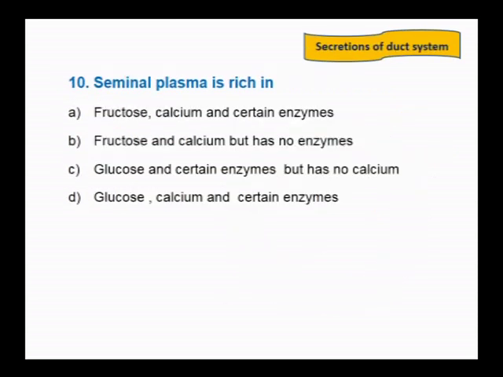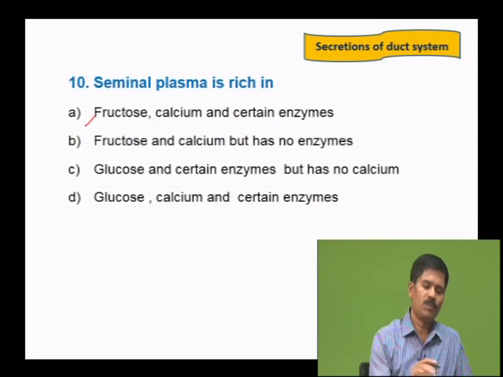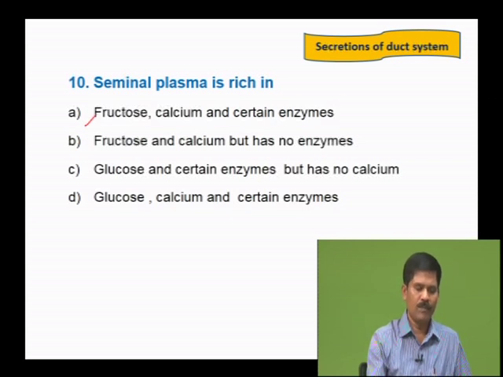Seminal plasma. Seminal plasma is rich in fructose for providing nutrition or energy for sperms. It is also composed of calcium as well as bicarbonate ions for providing an alkaline medium. It also contains enzymes such as fibrinogen, prostaglandins, etc. So therefore this is the right option and the rest are wrong.